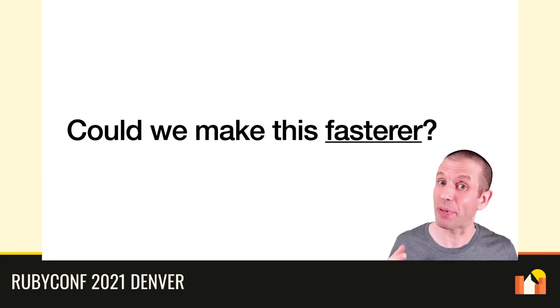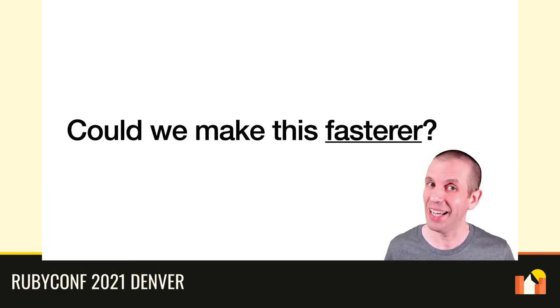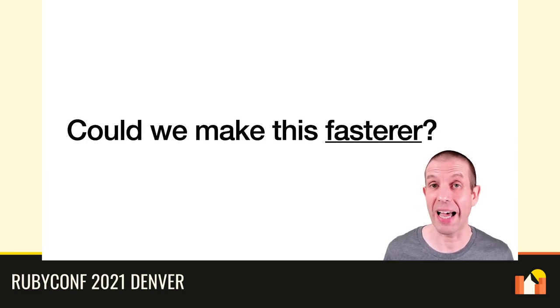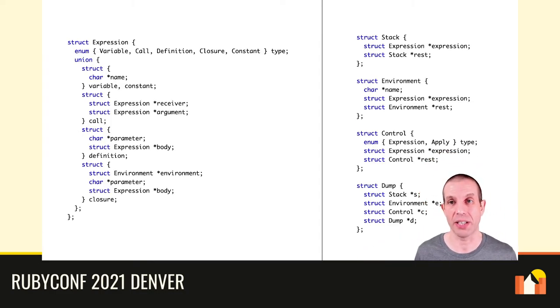Well, yeah, because the SECD machine is a pretty simple loop with a switch statement inside it, it's not too challenging to re-implement it in C. I can just about remember enough C to do that. And then we can compile it down to native code instead of running it as interpreted Ruby, which should make it faster again. In C, we can declare a struct for representing an expression, which can be a variable, call, definition, closure, or constant, and structs for representing the stack, environment, control, and dump. These are really just 4 different flavors of linked lists to keep things simple.